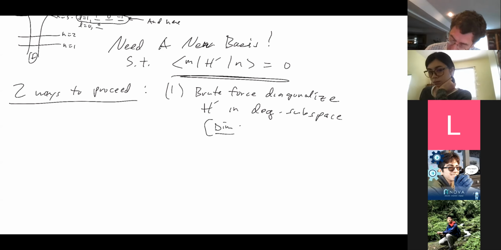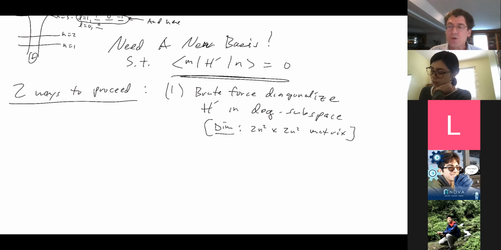So the dimension of the matrix is 2n squared. I mean, the matrix that we have to diagonalize will be 2n squared by 2n squared. And that's terrible. That's a horrid thing. We don't want to do that.